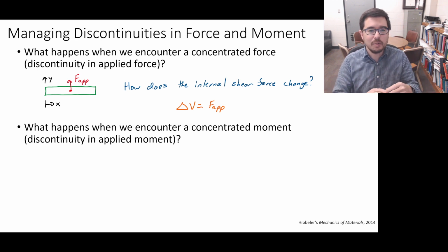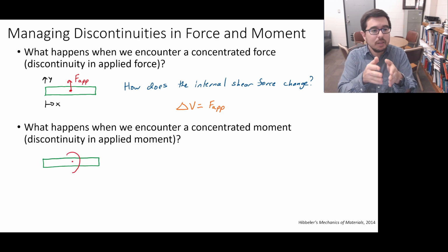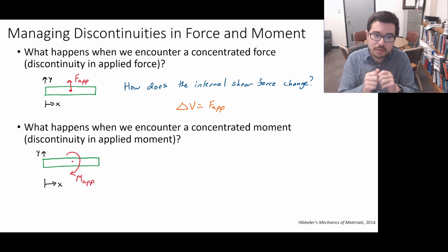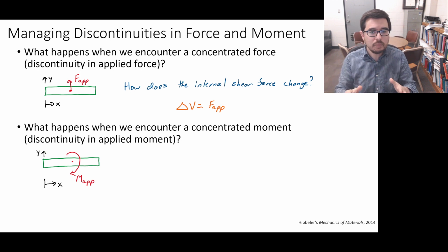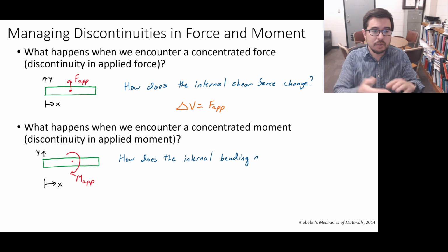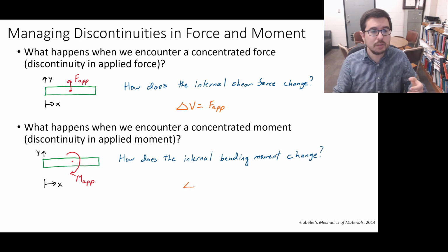Another question we'll answer is what happens when we encounter a concentrated moment? We have a discontinuity in applied moment as we move along the beam. And so here we have another beam. We're moving along in x. We hit this applied moment and ask ourselves, how does the internal bending moment change as a function of this applied moment? And the answer is similar. Delta M is equal to M app.